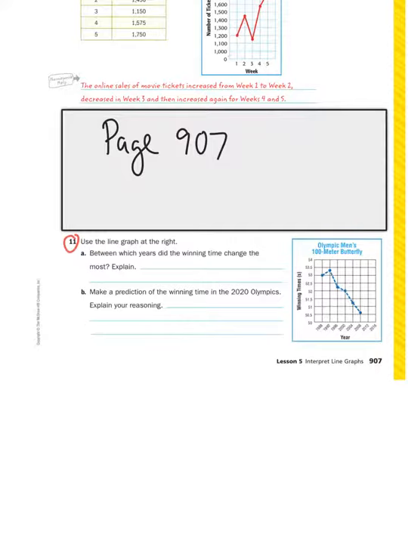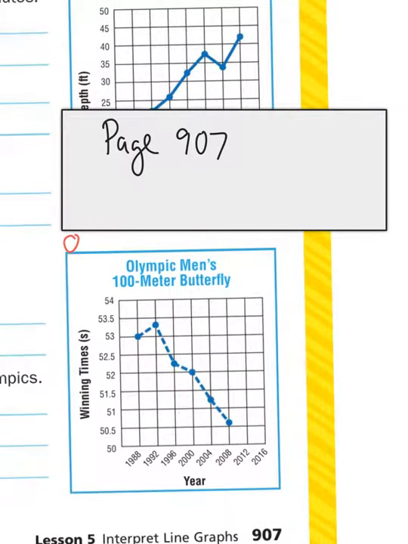All right, so you should be on page 907, and you should have already done problem 11A and B. If you didn't, pause it now and do them before you watch the rest. All right, so let's start with number 11. It says, use the line graph at the right here, and we'll zoom in on that in a second. Between which years did the winning time change the most? Explain. So let's zoom in on our graph and look for when it changed the most.